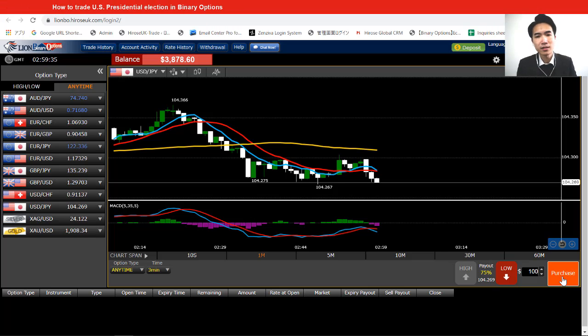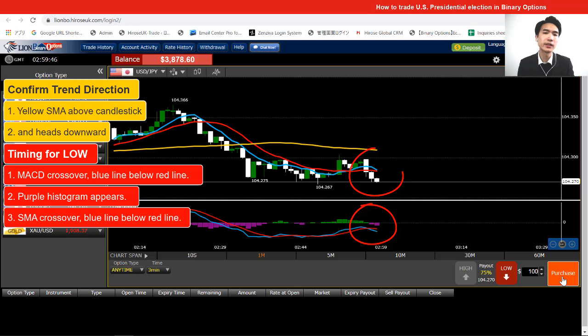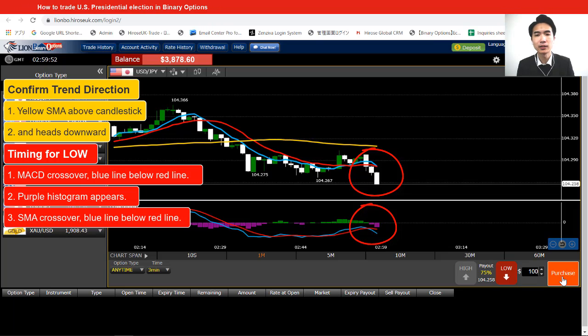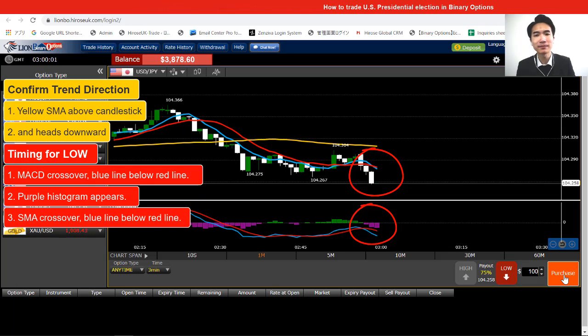Okay, so now we see the MACD crossover, the blue line is below the red line, and I have a purple histogram. Now all I'm waiting for is the simple moving average to cross over. I need the blue line to be below the red line, and if they cross over, then I can place a trade there. It seems like it's almost there. Yep, there we go, and I opened a trade.